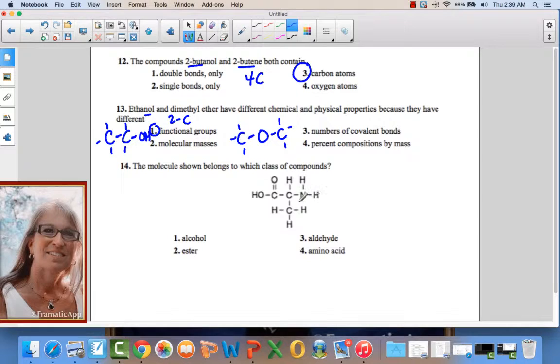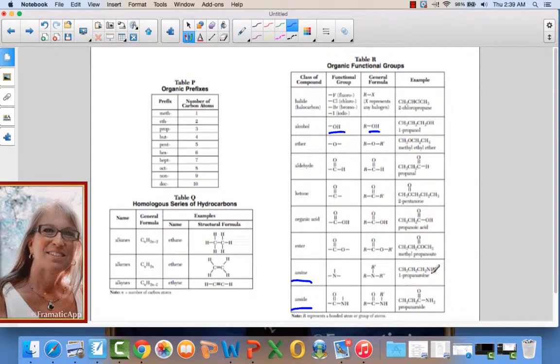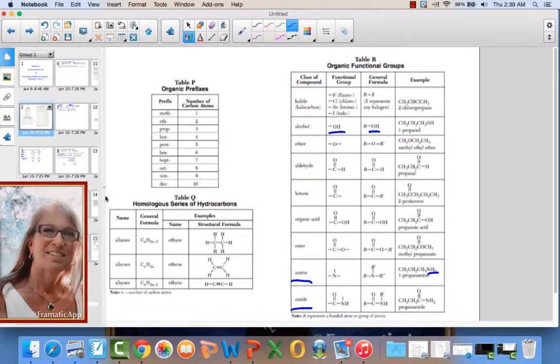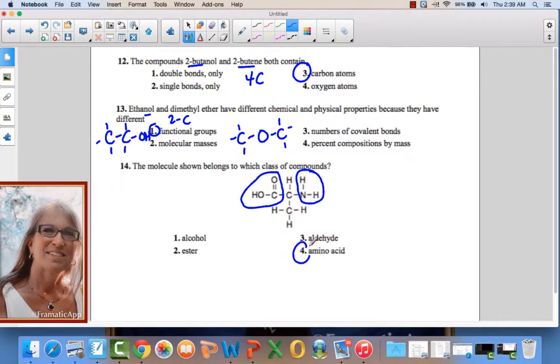So let's see what's going on here. I have an NH2 group, and I have a COOH group. So let's go to Table R. Here's my COOH group, which means an organic acid, and here's my NH2. It's kind of hard to see the H's here, but you can see an example. So I have an amine and an organic acid. So if I put the two of those together, I get amino acid.